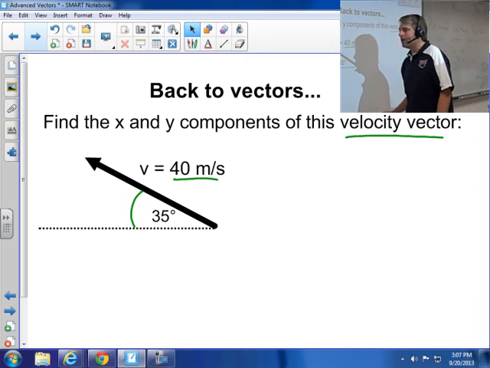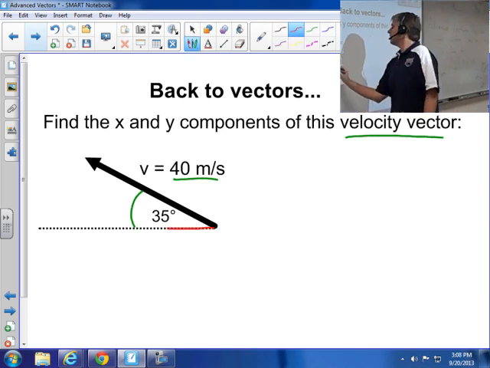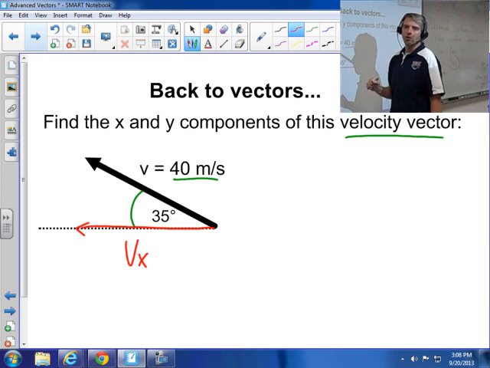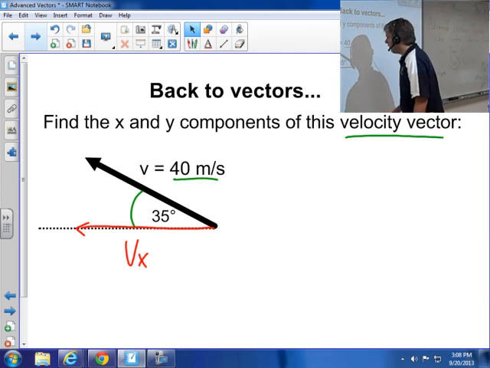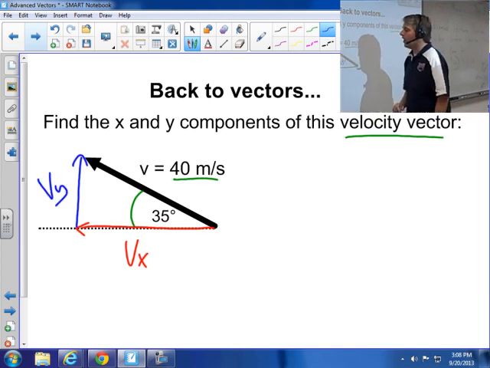Let me go ahead and draw in the two components. There's my x component, so I'm going to call this Vx. Notice it goes as far left or right as the whole vector does. Now let me draw in the y component. It's going to go straight up or down from there. In this case, it goes up. And there's my y component, Vy.